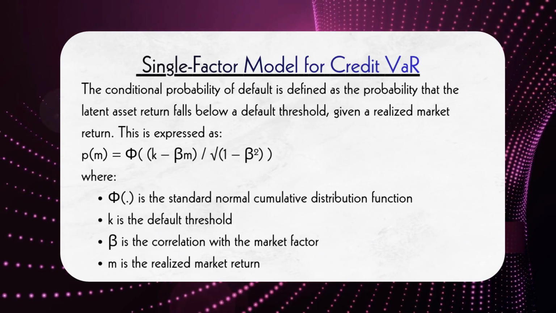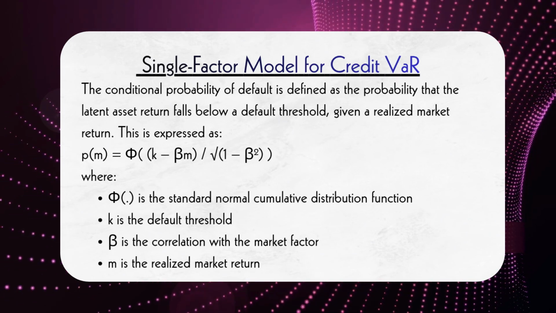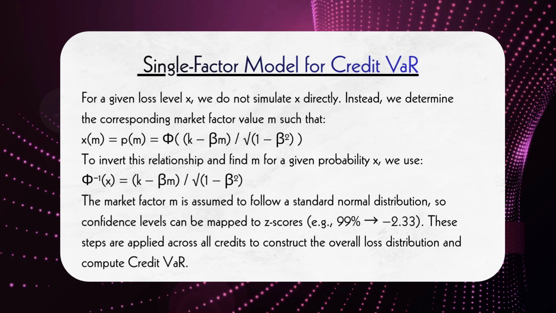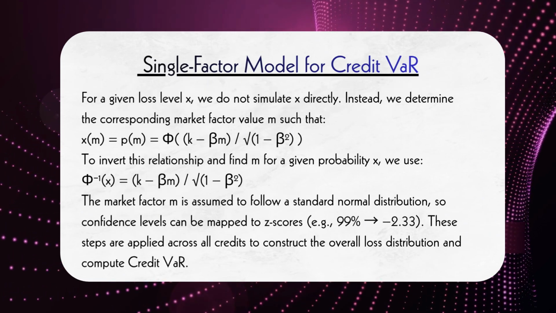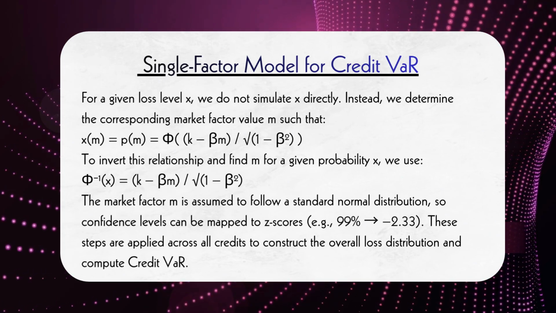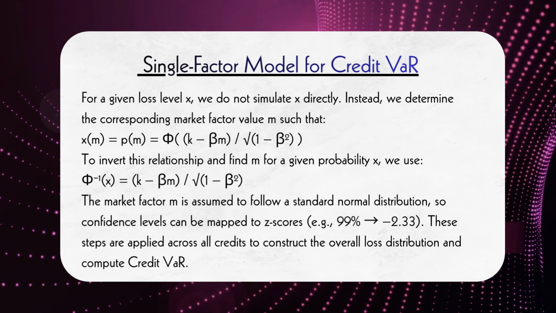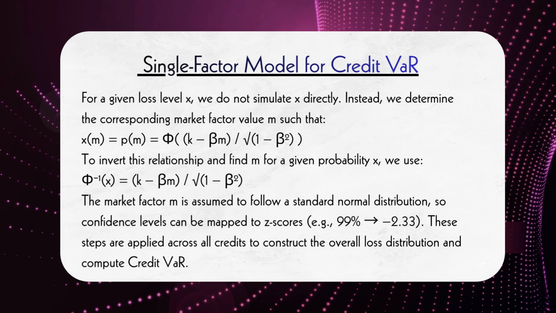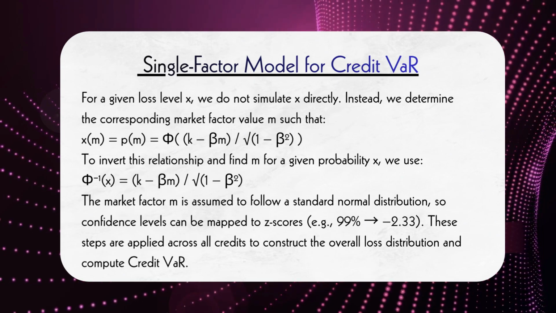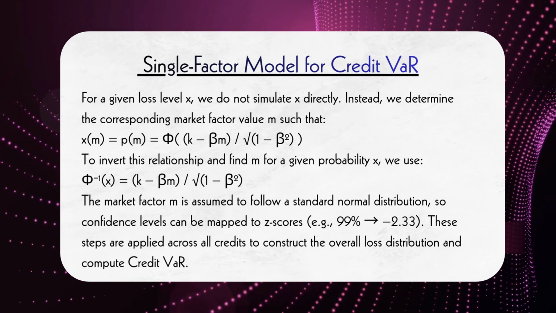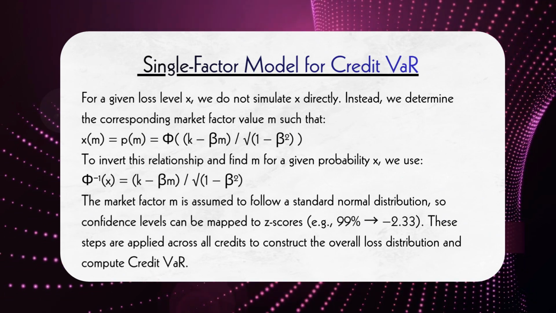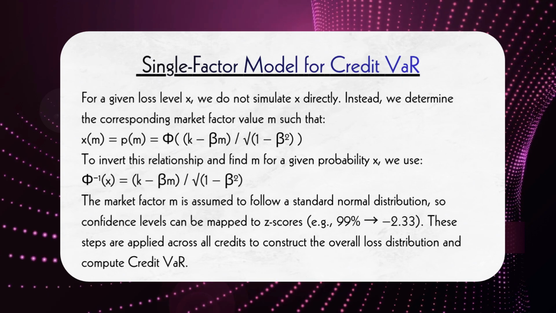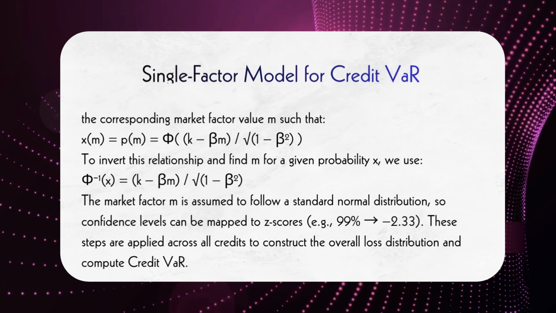Instead of directly simulating losses, we link the loss level to the market factor using this relationship. To find the market factor corresponding to a given probability, we invert the formula. Φ⁻¹(x) = (k − βM) / √(1 − β²). Since the market factor follows a standard normal distribution, we can map confidence levels to z values. For example, at the 99% confidence level, the z value is −2.33.